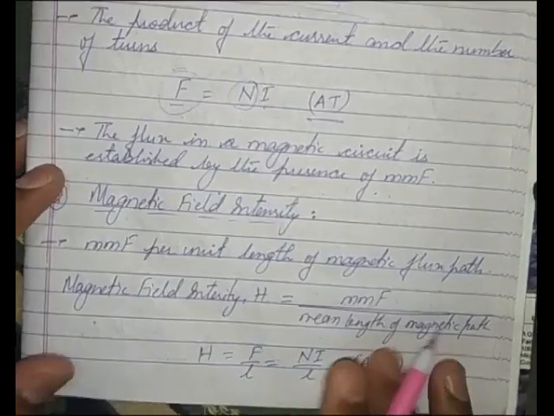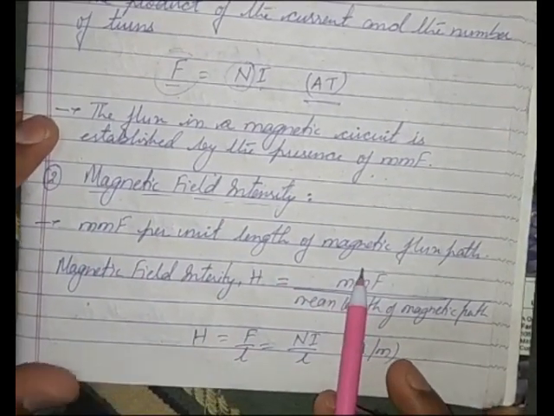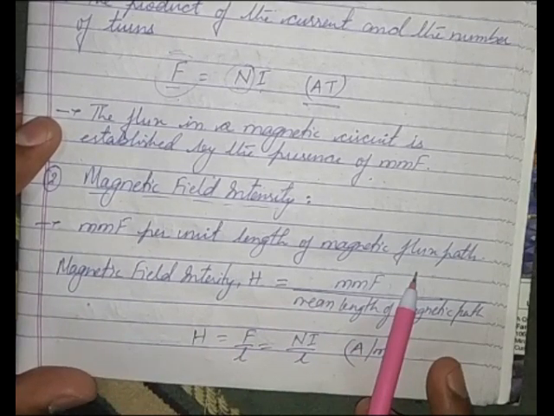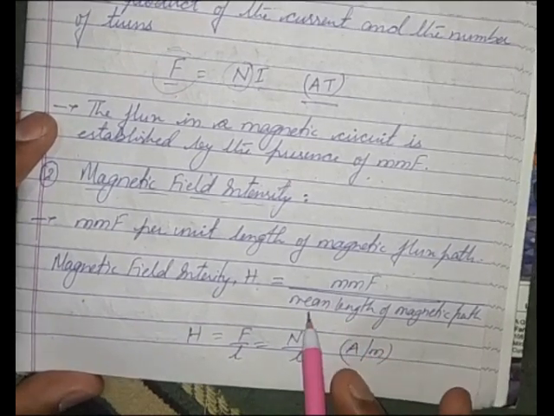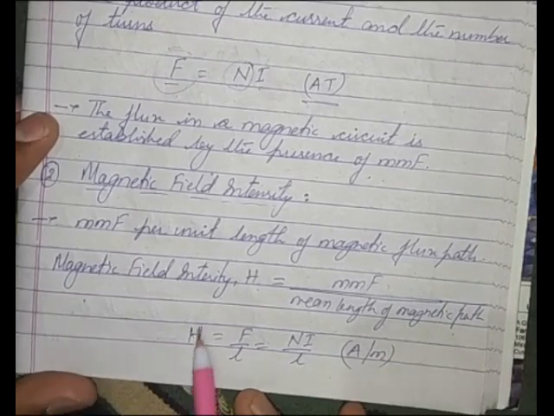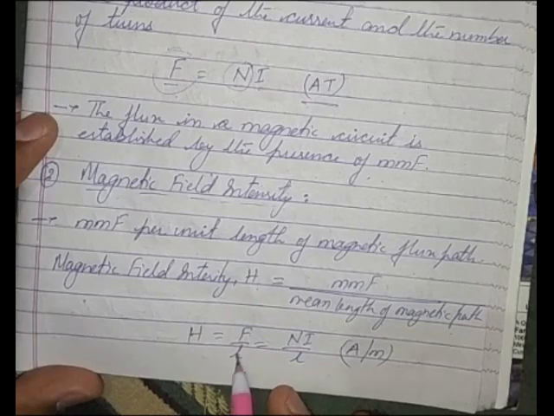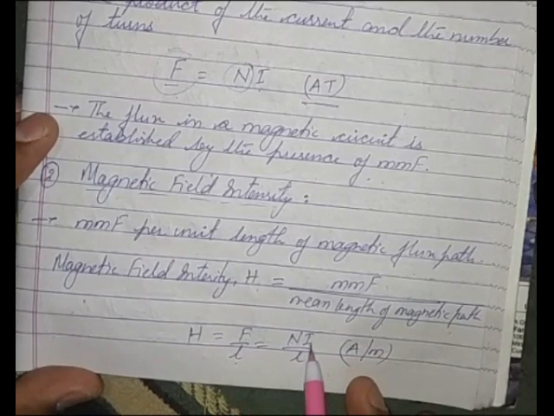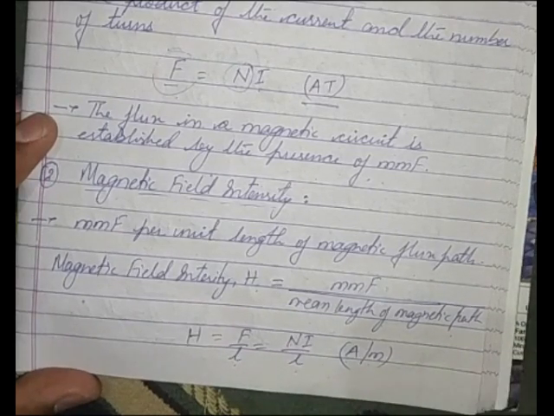Now the next term is magnetic field intensity. Magnetic field intensity is defined as the MMF per unit length of the magnetic flux path. According to the definition, it is the ratio of MMF to the mean length path of the magnetic circuit. It is denoted by H, which is equal to MMF per unit length, so number of turns multiplied by current divided by L. Its unit is ampere per meter.